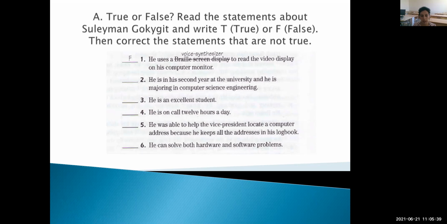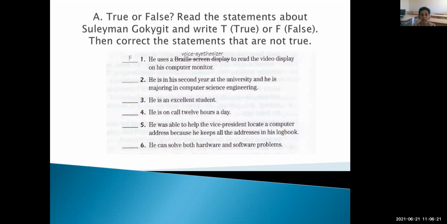The fourth one: he is on call 12 hours a day. It is false because he is on call 24 hours a day. The fifth one: he was able to help the vice president locate a computer address because he keeps all the addresses in his logbook. No, it is considered to be wrong. He was able to help his vice president locate the computer addresses not because he keeps them in his logbook, but because he keeps them in his memory. That is why the answer is false.